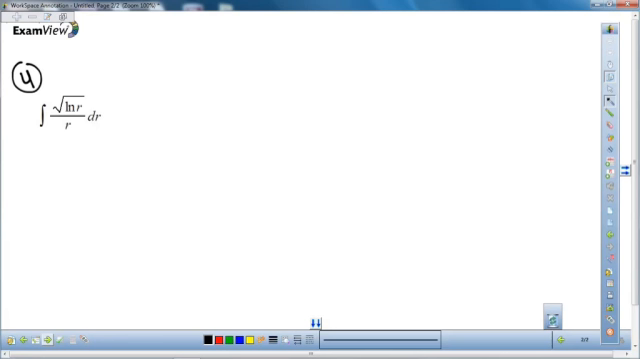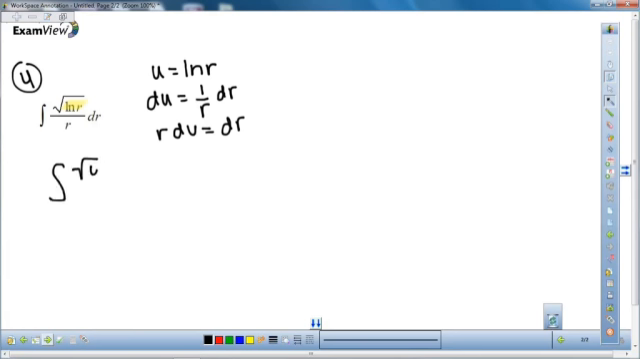For example 4, I always say you always let whatever's inside the function be u, or whatever's in the denominator be u. So in this case, you have 2 options. You're either going to let u be ln of r, or u be r, but only one of them is going to work. Okay. So you always try something. If that doesn't work, then you try something else. So I'm going to let u be what's inside the square root, so ln of r. So du is 1 over r dr. So if I solve for dr, I get r du.